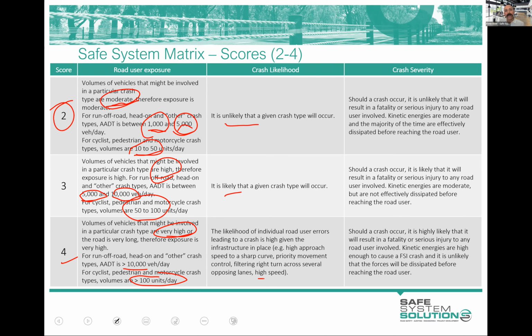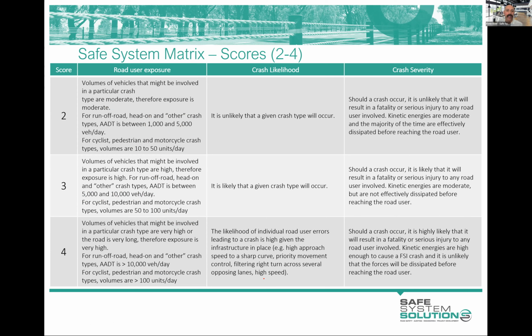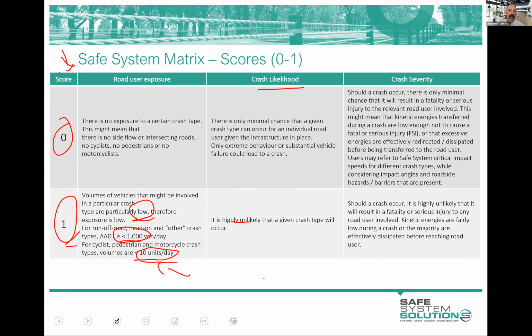But we make the point that it is a relative score, a relative likelihood. If you took this at absolute face value, everything would be highly unlikely because crashes are rare. Okay, so what you're doing is you're saying, what are the characteristics of this intersection or this length of road that increase its likelihood of crashes relative to other areas?